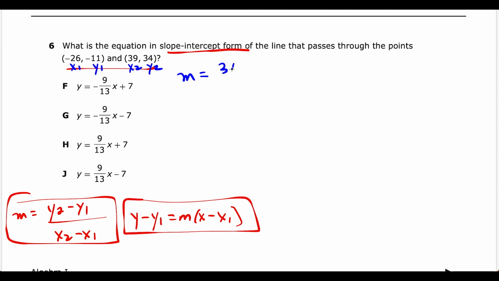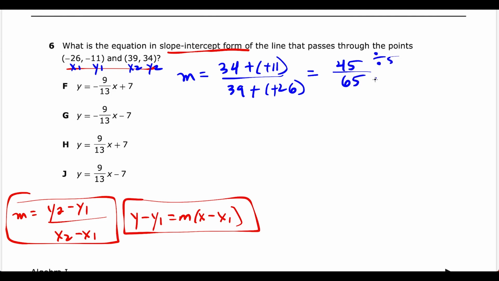So our slope is going to be 34 minus -11, divided by 39 minus -26. Now the operation changes to addition since we have 2 negatives, and 34 plus 11 works out to 45 over, and on the bottom it also changes to addition, which works out to 65. Now these can reduce. Divide the top and bottom by 5. 45 over 5 is 9, and 65 over 5 is 13. So this is our slope, 9 over 13. Right away, that means we could cross out choice F and choice G.